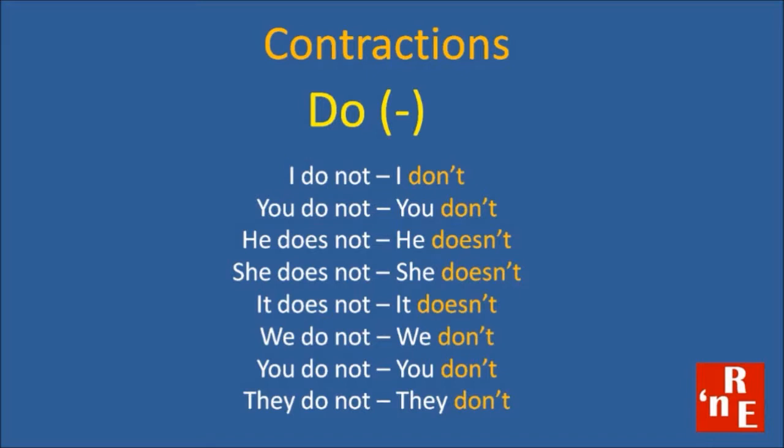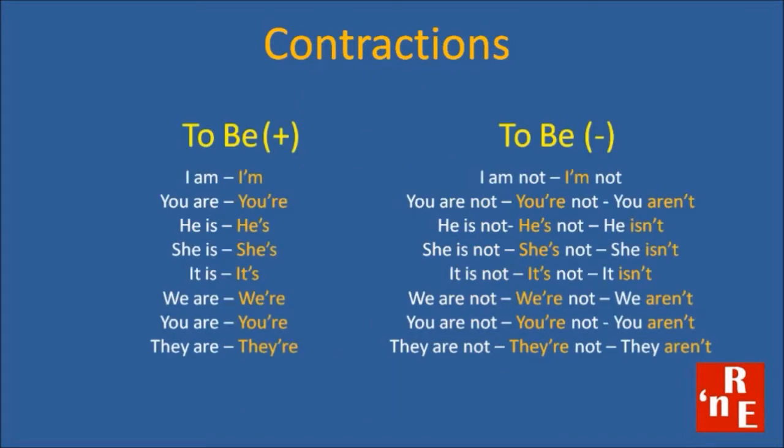The verb to be, we have contractions for affirmative and negative form. Once again, we have the contractions in orange color. I'm, you're, he's, she's, it's. Plurals, we're, you're, and they're in affirmative form. And to be in negative form, we have the I'm not.